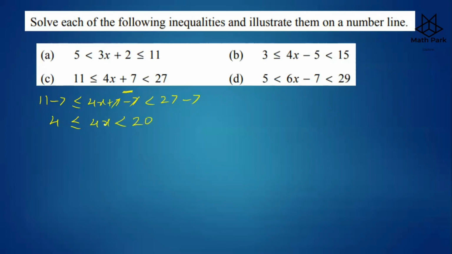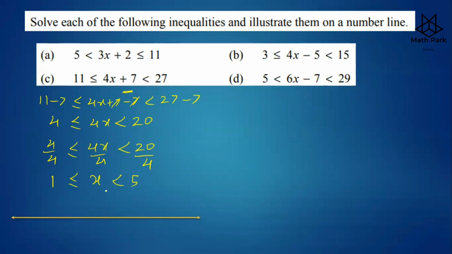Now we need to isolate this x, so we will be dividing by 4. So we get 4 divided by 4 less than or equal to 4x divided by 4 is less than 20 divided by 4. So 4 divided by 4 is 1. 4x divided by 4 we get x and 20 divided by 4 we get 5. So this is the solution for the inequality.